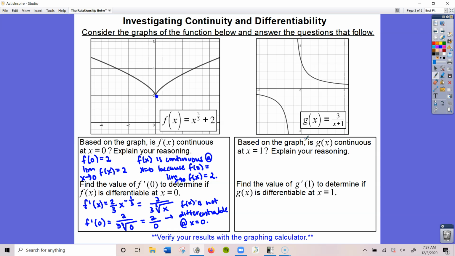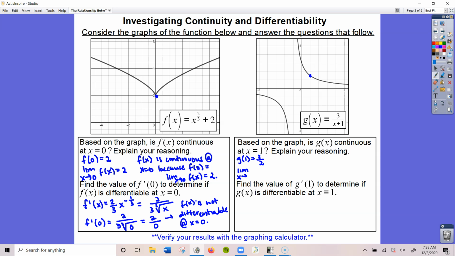Now we're going to look at the graph of g of x is equal to 3 over x plus 1. Based on this graph, is g of x continuous at x is equal to 1? So again, I'm going to go through my process here for continuity. So I'm going to find g of 1. And g of 1 is equal to right here, which is right in between, so about 1.5. I could also plug it into my function. 3 over 1 plus 1 is 3 over 2. So again, 1.5.